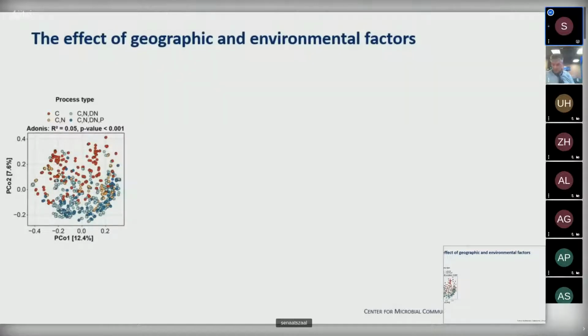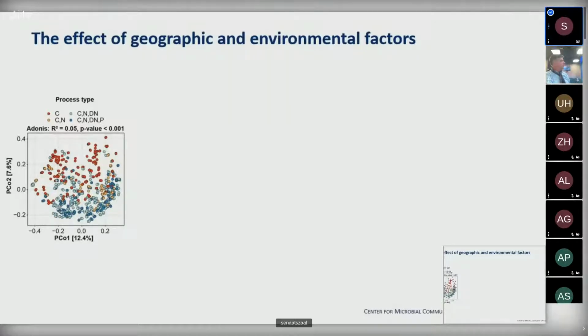And you can see here we have studied different process types, which are in different colors. And what you can also see is that different process types actually cluster in different parts of this plot, showing that they are unique. And you can also evaluate that statistically based on this Adonis analysis. So the p-value states whether the clustering here is significant, and it is below 0.001, which means that you'll probably not get these kinds of clusters by random.